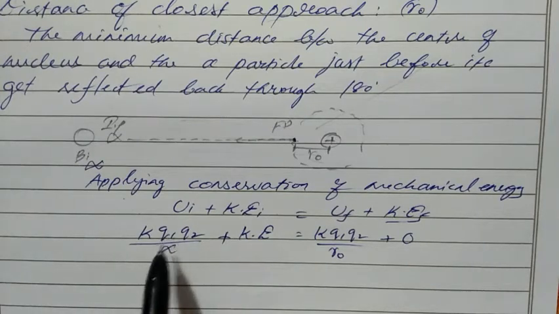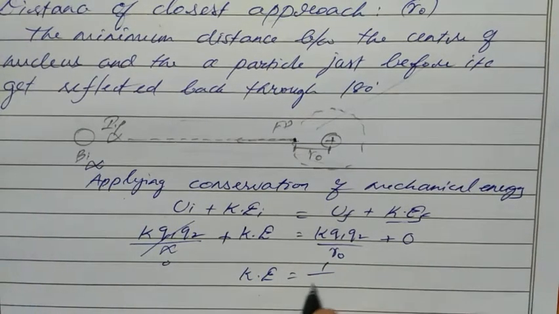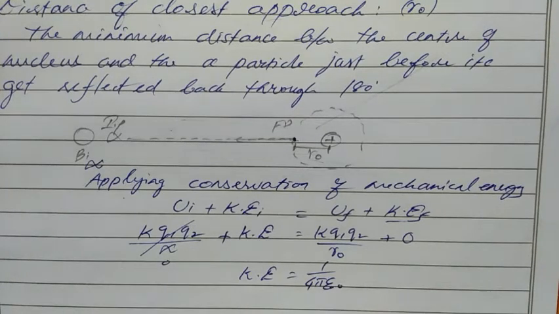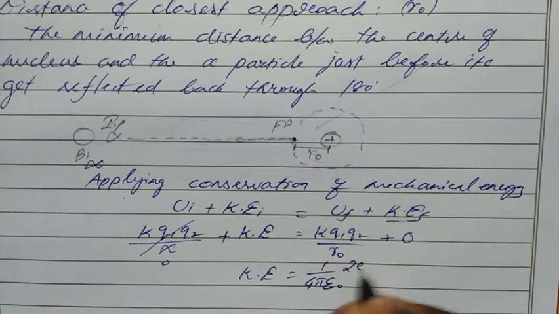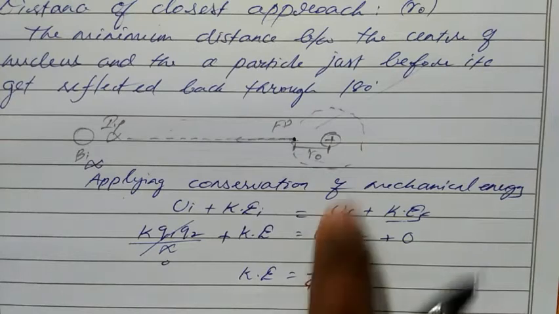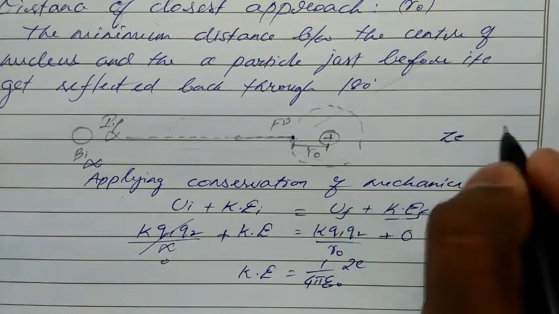Clear? So here 1 by infinity will be 0. This total value will be 0. Then we have KE equal to, what is the value of k? k is 1 by 4 pi epsilon naught. Then q1, q2. So what is q1? Charge of the alpha particle, as I said, 2e. 2 means atomic number, e means charge. Then what is the charge of the nucleus? We don't know the nucleus of which metal. So we can say Ze.